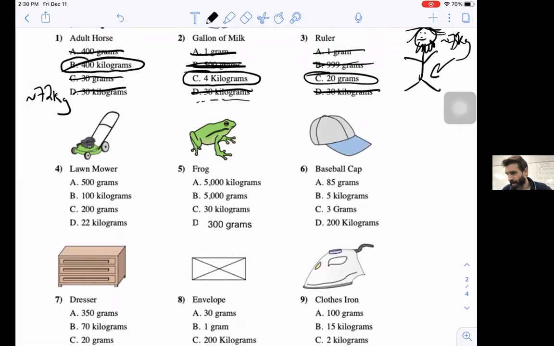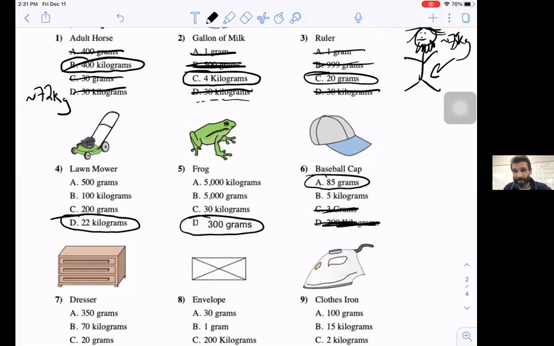So a typical lawnmower, that's maybe about 22 kilograms. A frog, oh, you can see I put this answer in here. I didn't like the answers that they had for a frog in here, so I went on Wikipedia and it looks like an average frog is about 300 grams. A typical baseball hat is maybe 85 grams. It's certainly not 3 grams, and I don't know why grams is all of a sudden capitalized there. It's not 200 kilograms. That's a heavy hat.